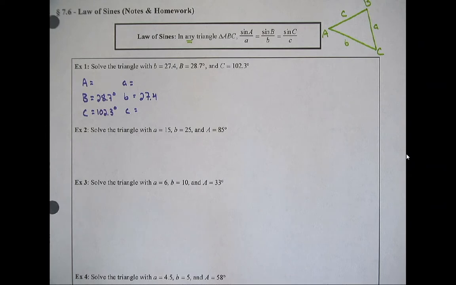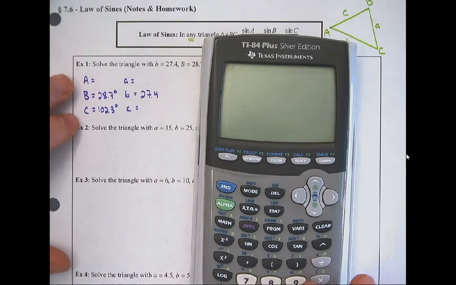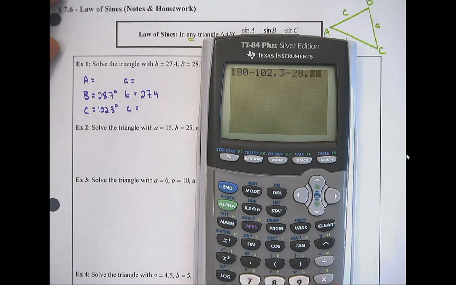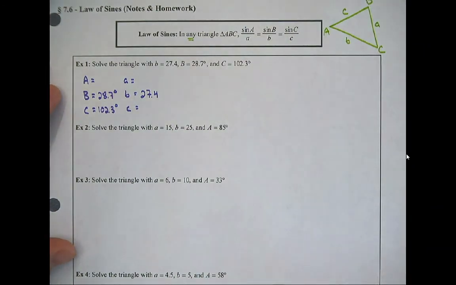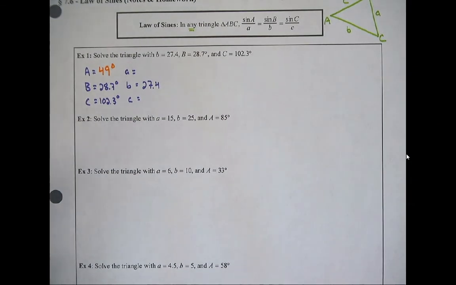And we set that up using the law of sines. Well, actually, I'm going to do something first. What's the easiest piece to figure out next? Well, hopefully you said big A, because we know that all the angles in a triangle add up to what? 180. So if I take 180 and I subtract off 102.3 and then I subtract off 28.7, 49 degrees is what's left over for big A. Now from here, I'm going to set up two law of sines equations to find little a and then find one for little c.